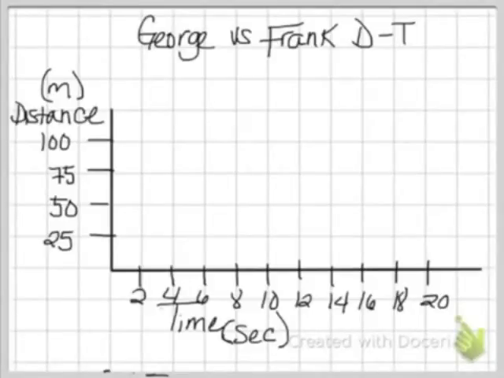So we know that George went 100 meters in 5 seconds. So let's put a dot there. Now we're going to draw a line from where he was at, 0 meters and 0 seconds, to his dot. So that's George's line. Right. He was moving at a constant speed. After he got to his lunch, he stayed there and ate for a while.